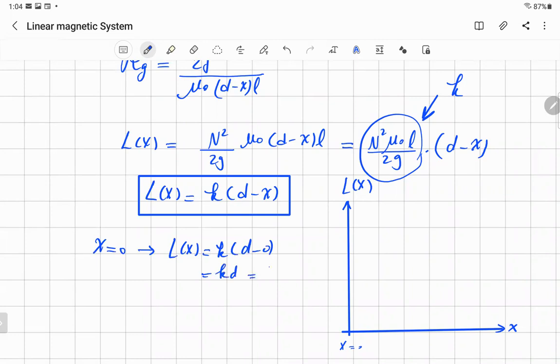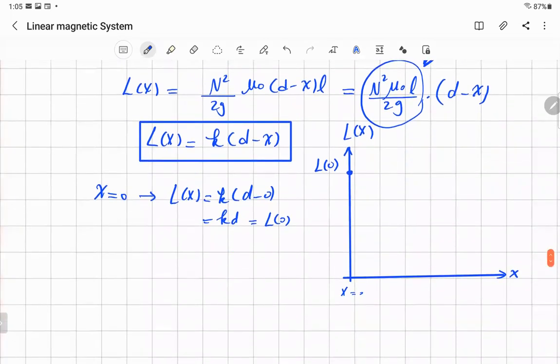I will call this L0 here. So L0 is equal to k times d, the constant d. What happens when x equals d? When x equals d, what do you get? L of x will be equal to k times (d minus d), which is 0. So L will be 0 at x equal d. And then I connect the straight line. So I did the straight line they asked for.